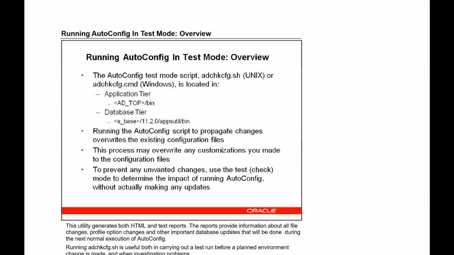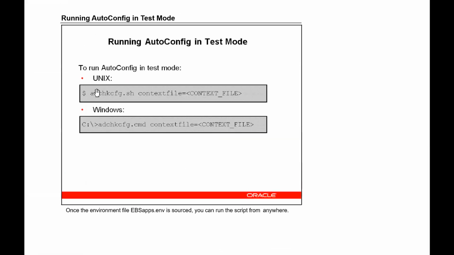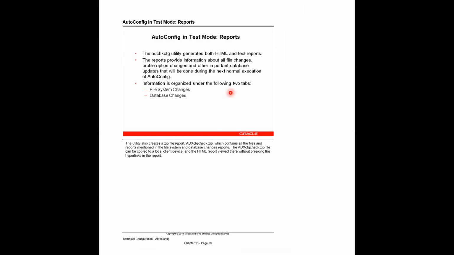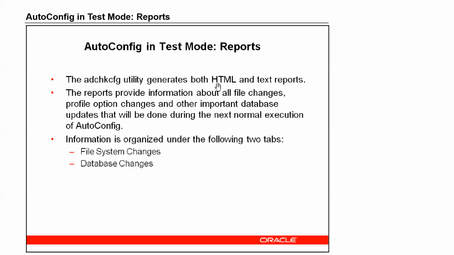You can run in a test mode. How do you do that? You can do that by running adconfig with contextfile equal to the path of the context file. It will create an HTML file where you can find the differences, what happens. So yes, it creates an HTML file.